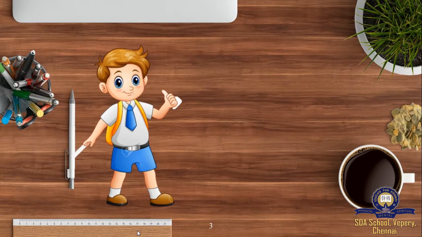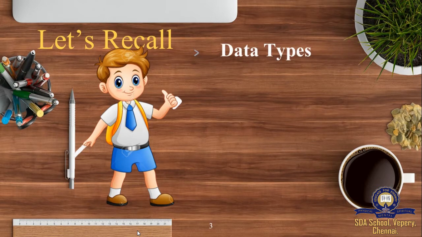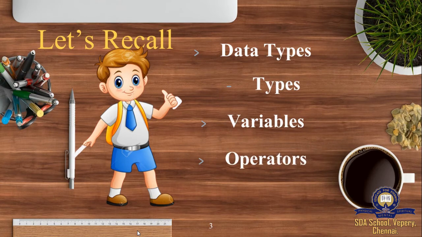So, what are the topics we discussed last class? Data types, variables, operators. One type of operators we saw last class, that is arithmetic operators. What is a data type? It is a special keyword used to allocate sufficient memory space for the data.